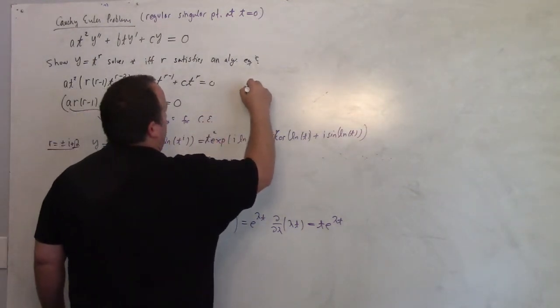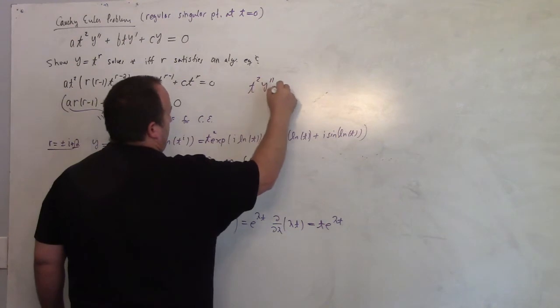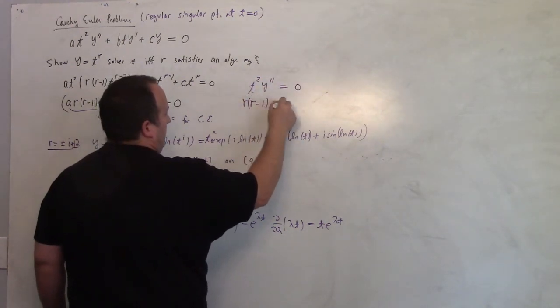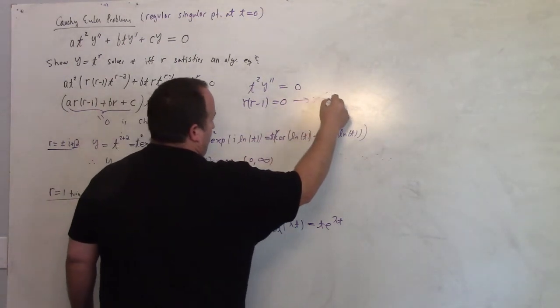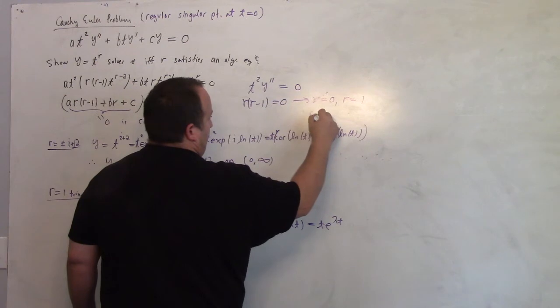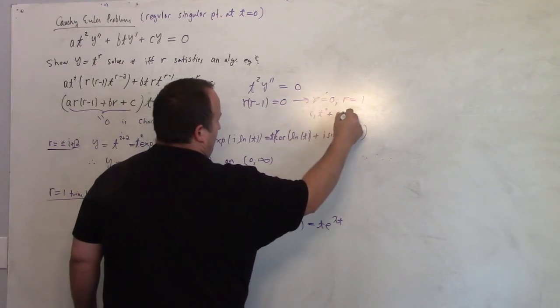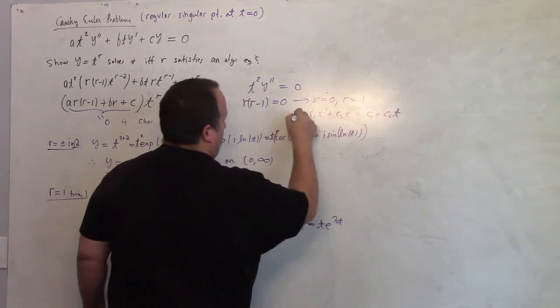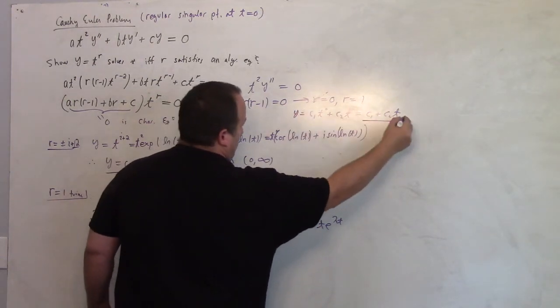So, for example, like t squared y prime prime, I'll just do that one. That gives you the equation r times r minus 1 equal to 0. So r equals 0, r equals 1. So c1 times t to the 0 plus c2 times t. Otherwise, c1 plus c2 t. There you go, that's your general solution to this Cauchy Euler problem.